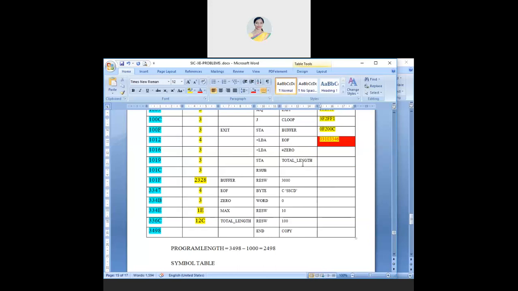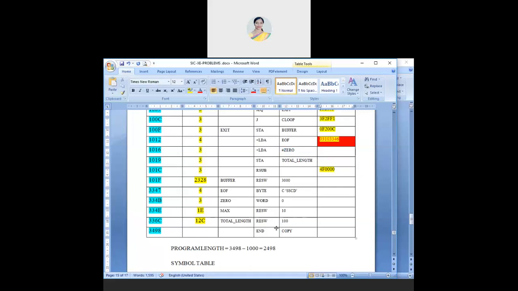Even this is also not base relative. So what will be this value? What will that LDA hash 0 instruction do? That immediate 0 means the address of this 0 will be directly stored onto the accumulator. So 4F000, I'll write. Okay, done.